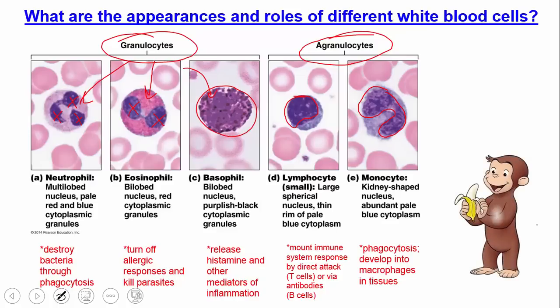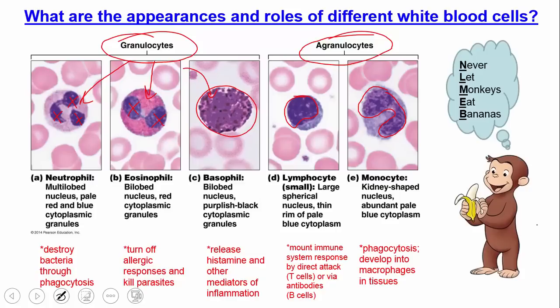Okay, when we're talking about the cells, you want to think, which of these do we have the most of? Which of these do we have the least of? And there's a nice little mnemonic that we use, and I stole this from a text, so I can't take credit for this. But if you remember this phrase, never let monkeys eat bananas. The never at the top tells you the cell that we have the most of in our blood. N goes with the N in neutrophil, right? So N in never goes with the N in neutrophil.